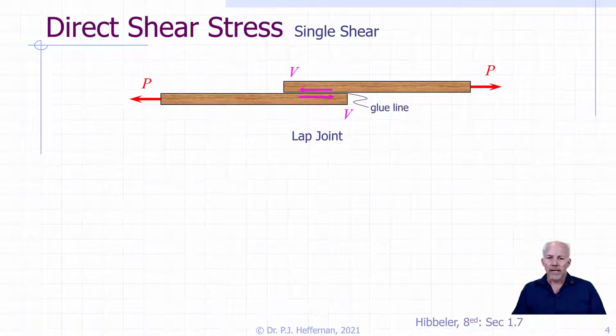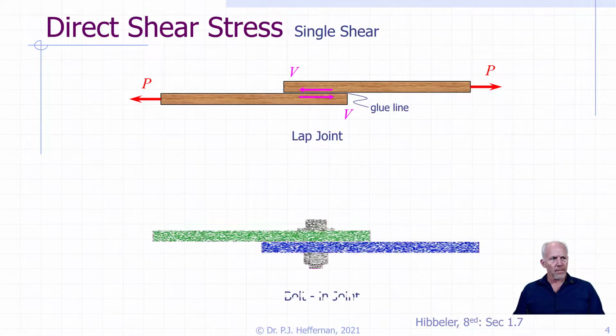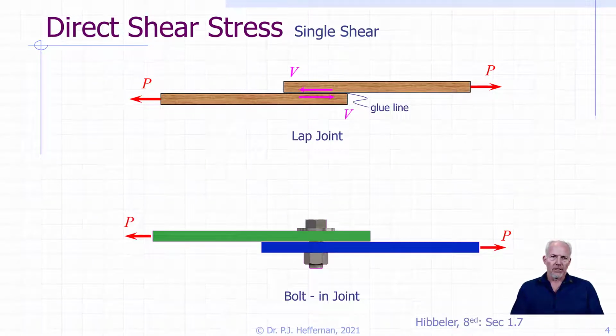We can cut along the glue line as our method of sections and realize that there must be a shear force on either side of that shear face, equal to and opposite to the force in the section, or V would be equal to P. Another example of a single shear construction would be if we were to bolt those plates together. In this case, likely the plates are made of some metal, and then we isolate it and break it, and we see that there is a shear force resisted by the bolt.